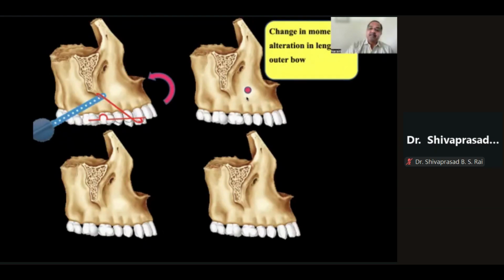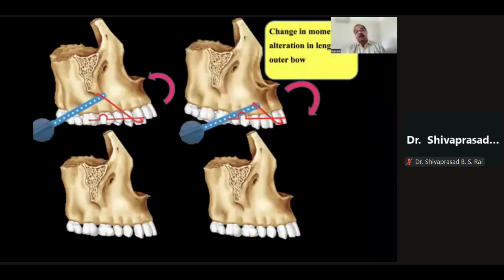Here, the length of the bow is made shorter, so it stands below and mesial to the center of resistance. So what is it that you're going to get? You're going to get an anti-clockwise movement. So just by altering the length of the outer bow, by applying the force above the center of resistance and below the center of resistance, I can change the moment to anti-clockwise and clockwise movements.